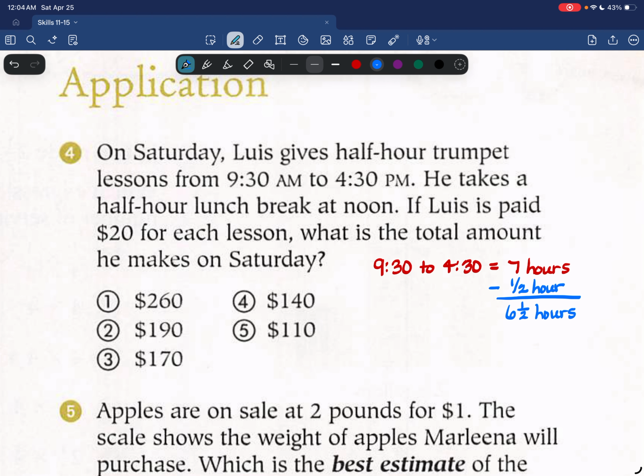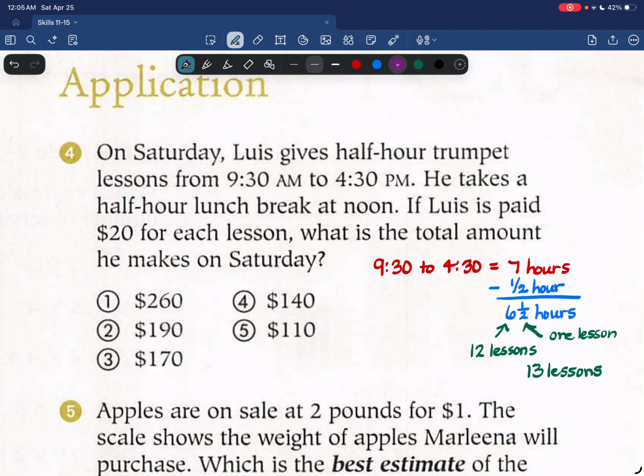Then I will take the 6.5. Let me think. I'm just going to do this mentally because it's going to get real confusing if I don't. If you take 6 hours and you divide that into half hours, that would be 12 lessons. That half hour would be 1 lesson. So he has time for 13 lessons altogether.